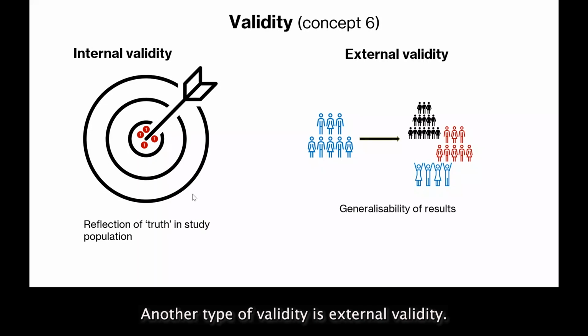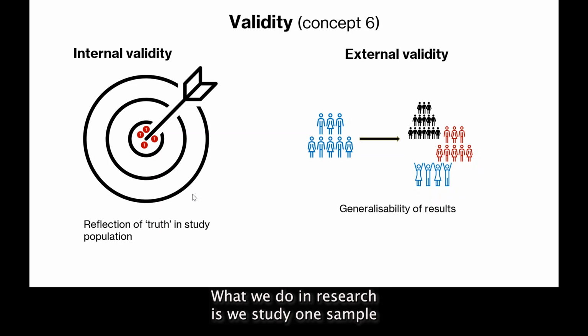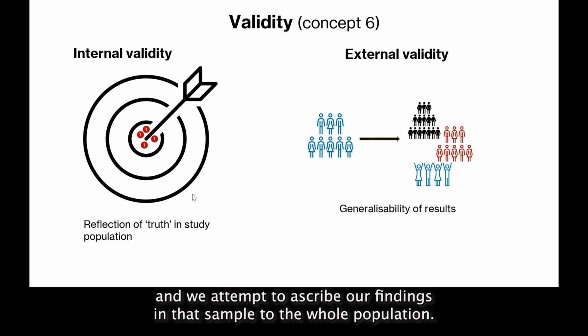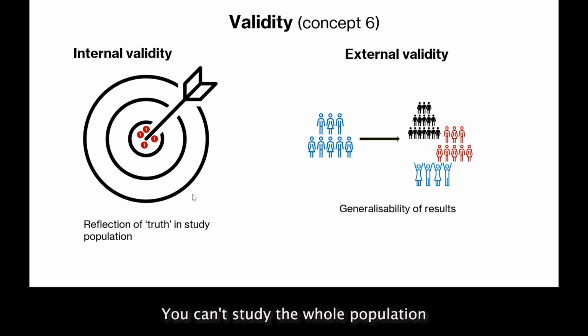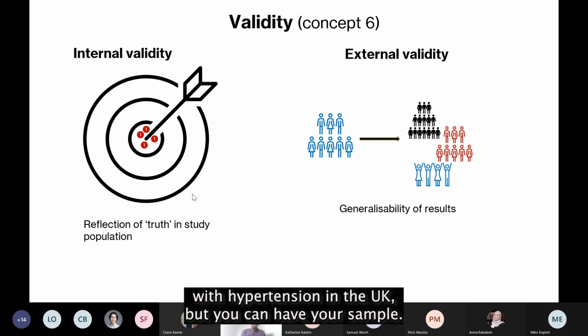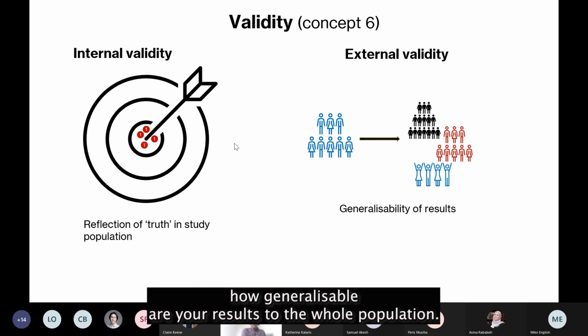Another type of validity is external validity. What we do in research is we study one sample and we attempt to ascribe our findings in that sample to the whole population. For example, you might pick a sample to study hypertension in the UK. You can't study the whole population with hypertension in the UK, but you can have a sample. What external validity says is, in your sample, how generalizable are your results to the whole population?